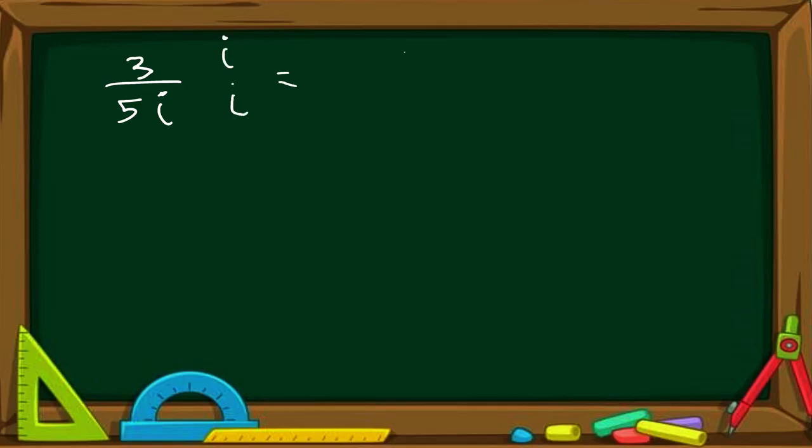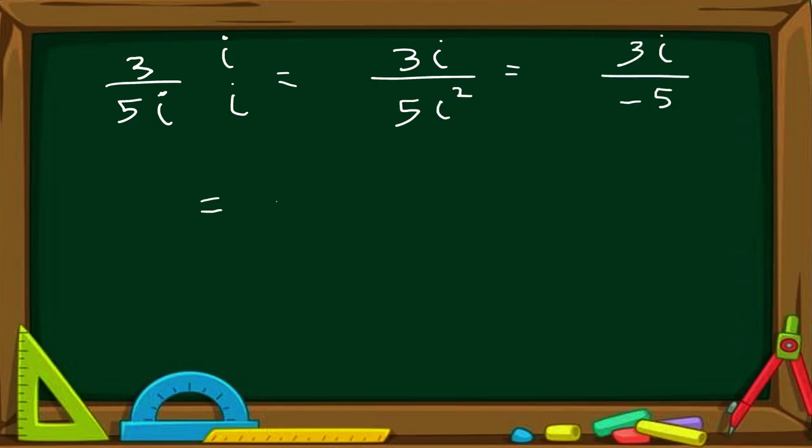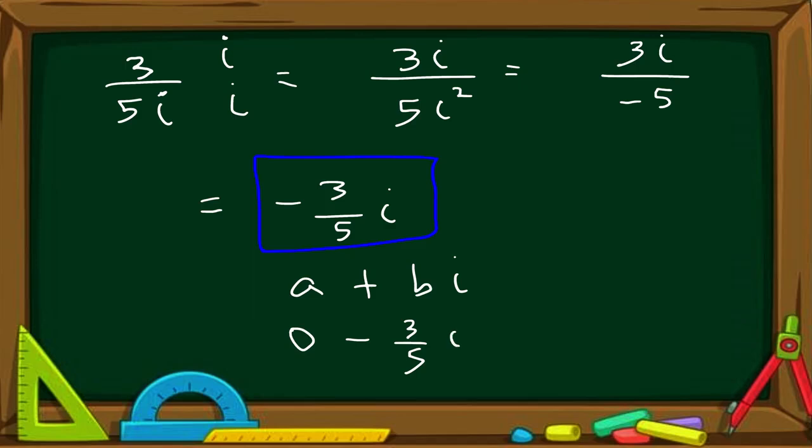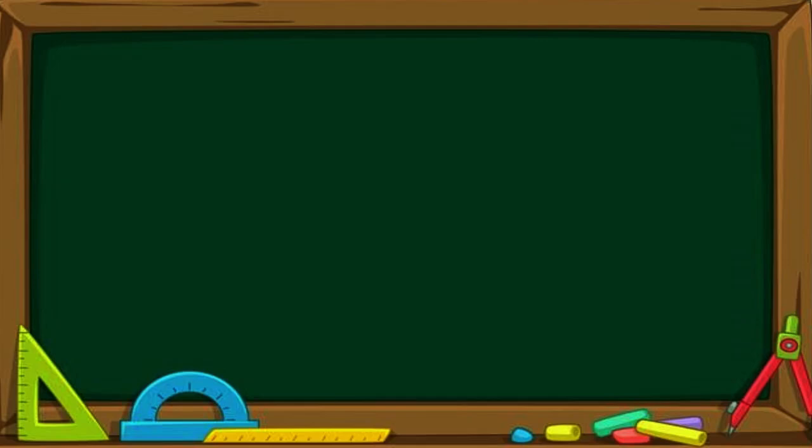So this is going to be 3i, but on the bottom, 5i squared. And 5i squared is negative 5. So this is the answer. It's negative 3 over 5 times i. So now it's in standard form. Standard form is a plus bi. In this problem, a is 0, so it's 0 minus 3 over 5 times i.